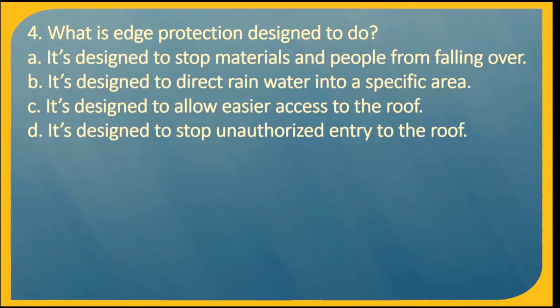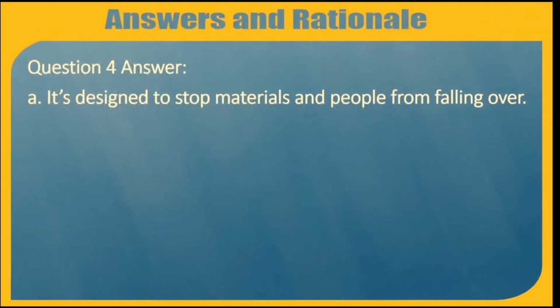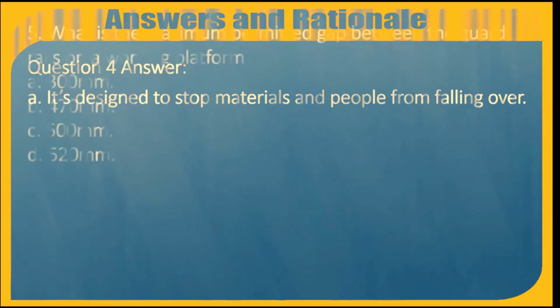Question 4. What is edge protection designed to do? A. It's designed to stop materials and people from falling over. B. It's designed to direct rainwater into a specific area. C. It's designed to allow easier access to the roof. D. It's designed to stop unauthorized entry to the roof. Question 4. Answer: A. It's designed to stop materials and people from falling over.